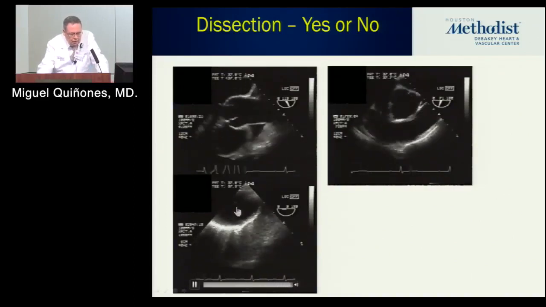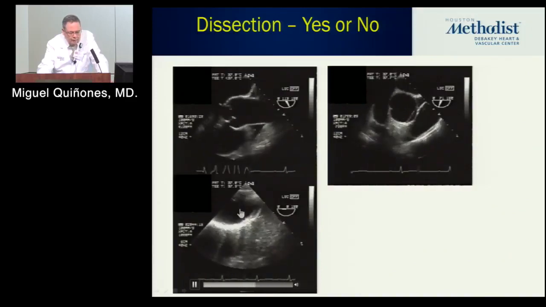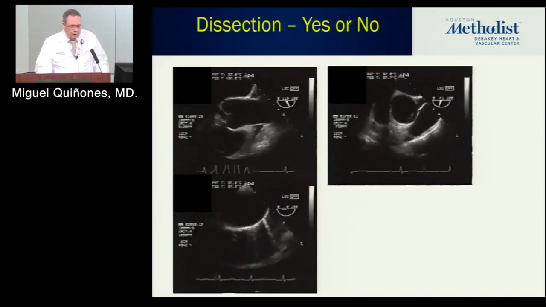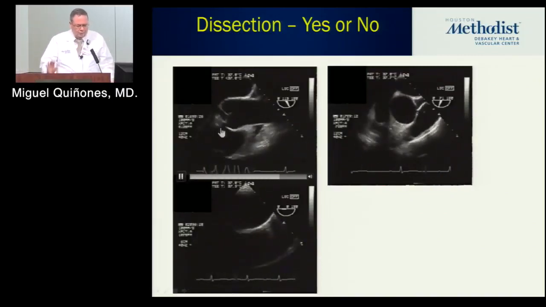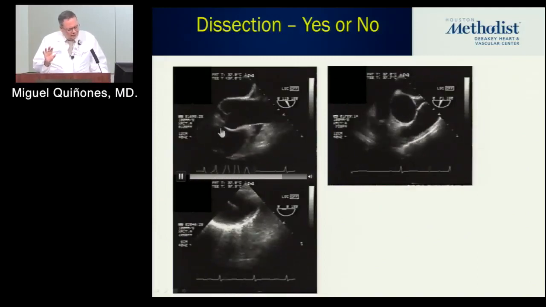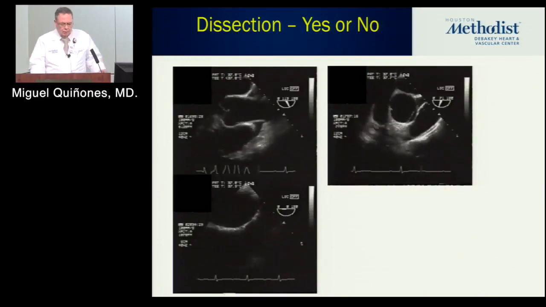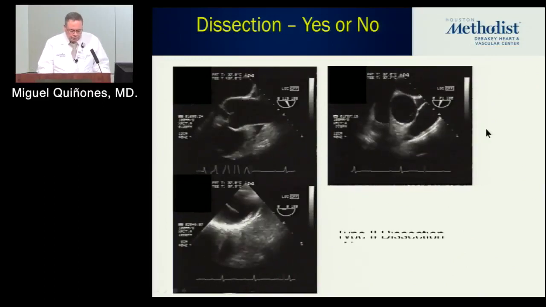And now in the arch, we see this other thing right here, flipping in the arch. So this is a type 2, okay? But if I show you only this and nothing else, you would still think it's a dissection, but I'd like to see more. So it's just like everything else. You want to have multiple views.